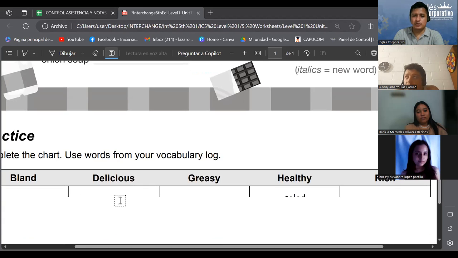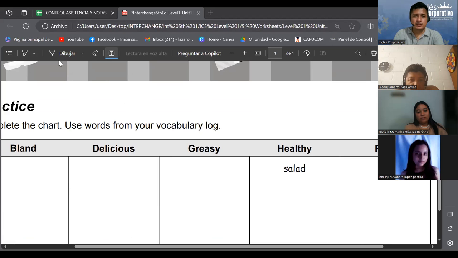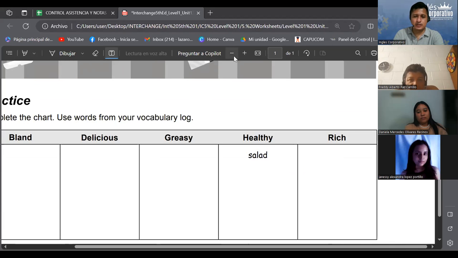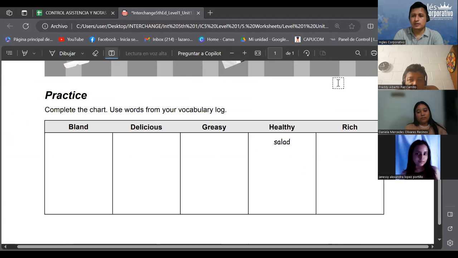Yes, we're going to work with this exercise here. Give me a minute. You need to do it a little bit smaller. Okay, we're going to have bland, delicious, greasy, healthy, and rich. Okay. Let's begin with healthy. What is vocabulary that is healthy?